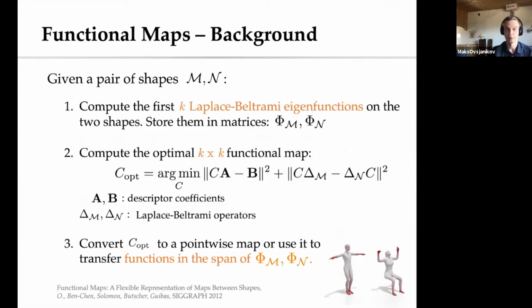So suppose that I give you a pair of shapes, M and N. How can you compute a pointwise correspondence using this functional map representation? It has several stages. First we compute some basis, a functional basis, on each of the shapes. And typically we use the Laplace-Beltrami eigenfunctions.